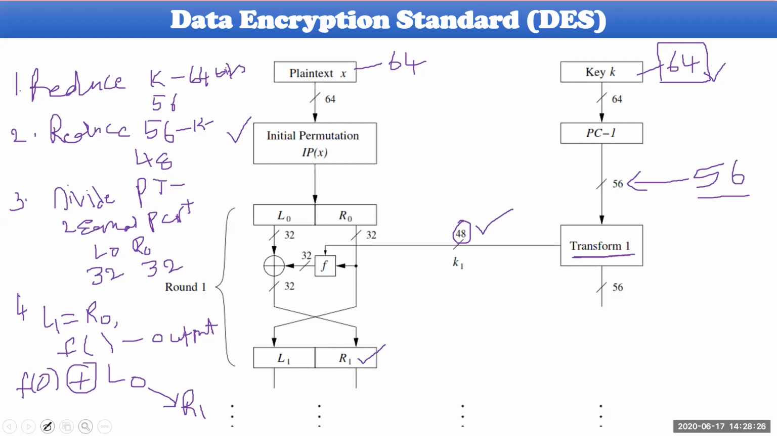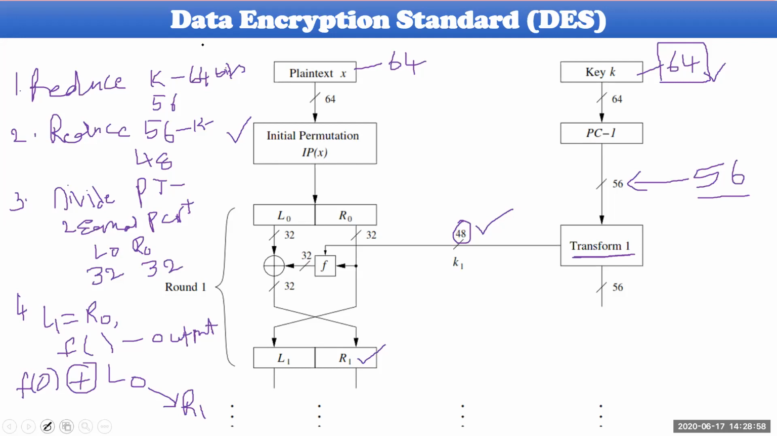Then the plain text is passed through the initial permutation. After that, divide your plain text into exactly two equal parts of 32 bits each: L0 and R0. Then R0 will be directly forwarded to L1 in the next round, but L0 will be exclusive ORed with the round function's output and forwarded to R1 in the next round.